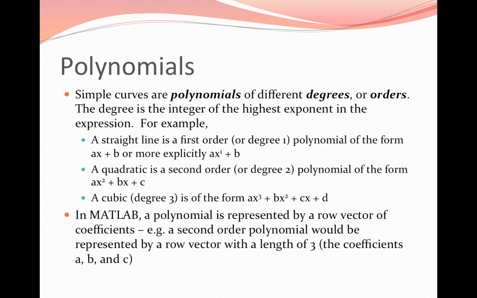In MATLAB, a polynomial is represented by a row vector of the coefficients. For example, a second order or a quadratic polynomial would be represented by a row vector with the length of 3. In other words, the coefficients a, b, c in the form ax squared plus bx plus c.